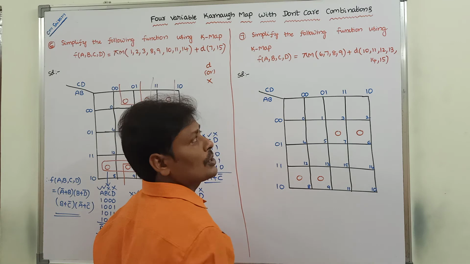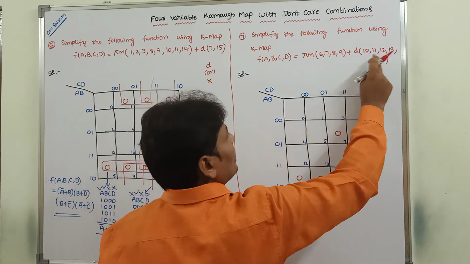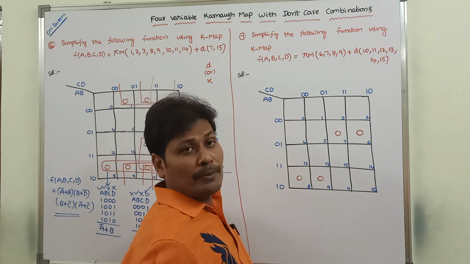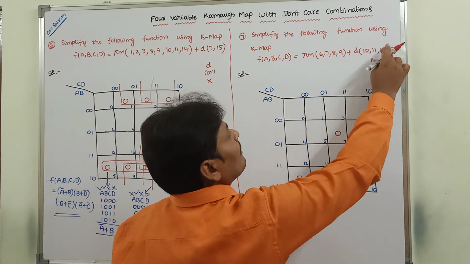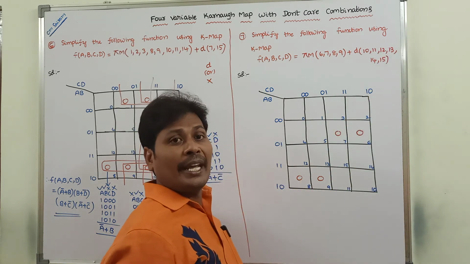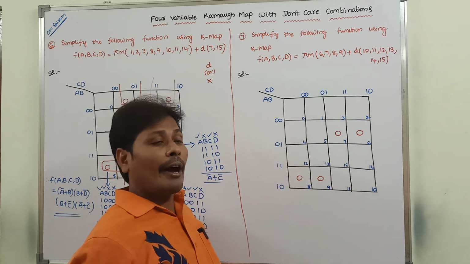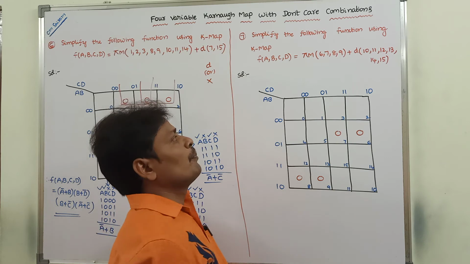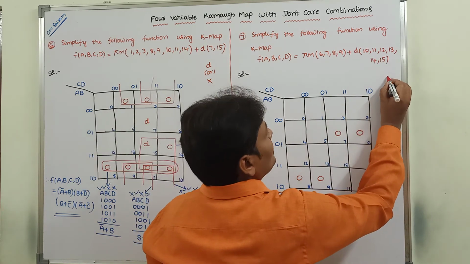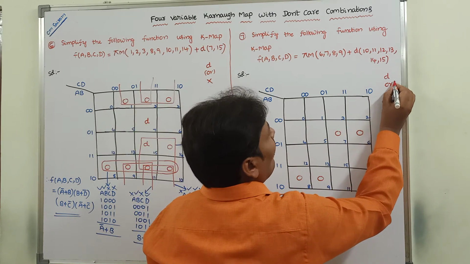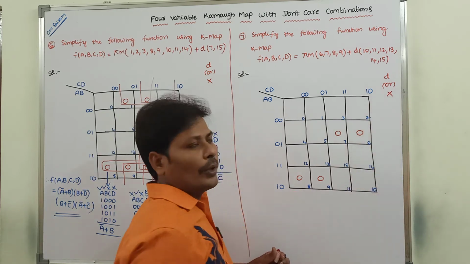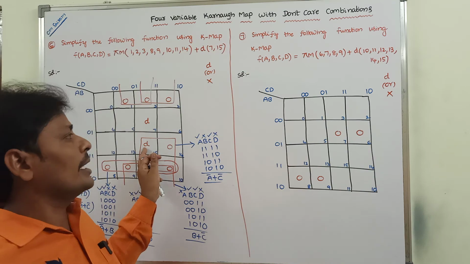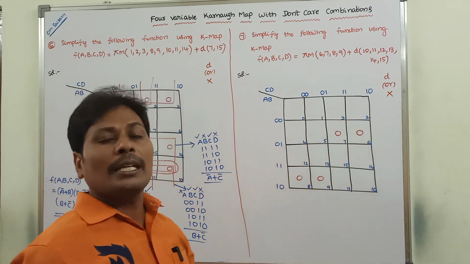9th max term, the corresponding cell is this one. I am inserting 0. Next one, what are the don't care combinations are given? So when the product of max terms are given, each and every don't care combination can be taken as 0 while simplifying the zeros. Okay, so here don't care combination can be denoted by either D or cross mark. Okay, we can use either this one or this one. In this example, I am using D. In this example, I am using cross mark.